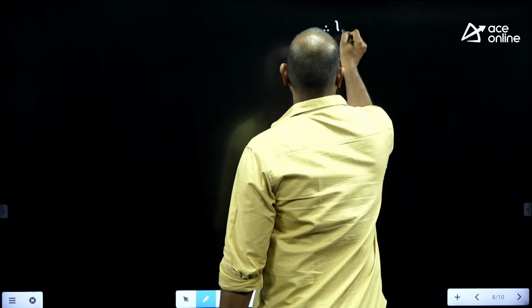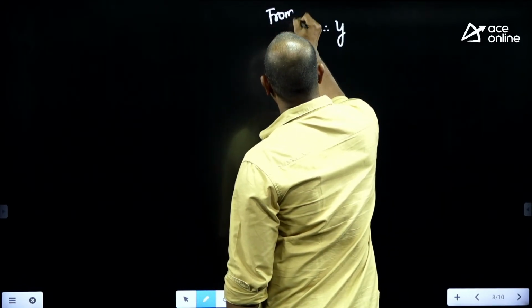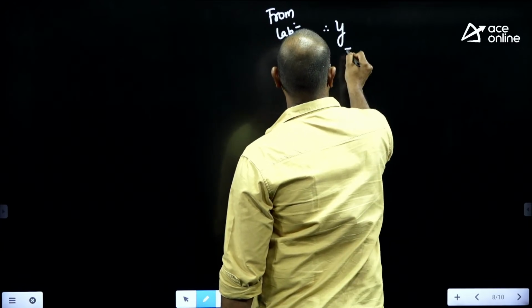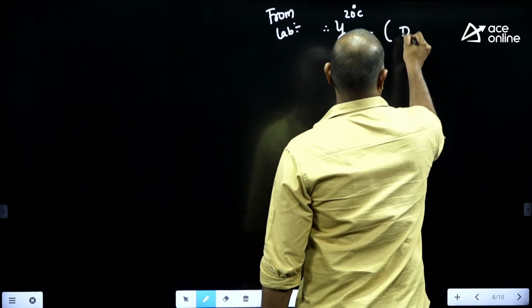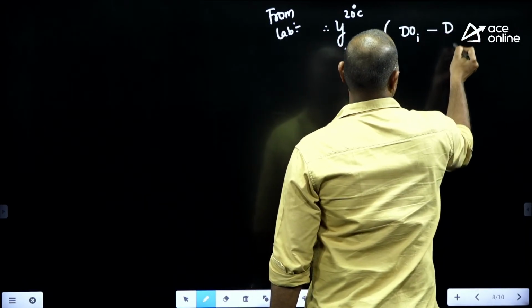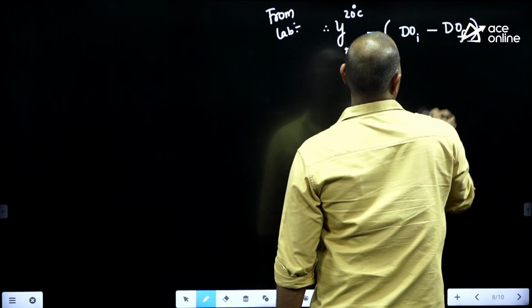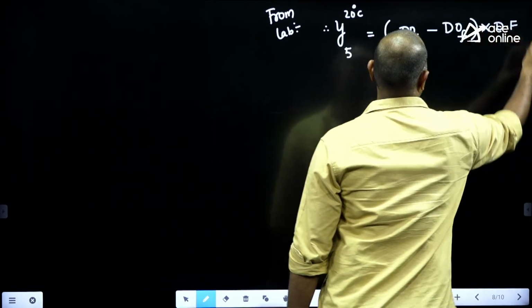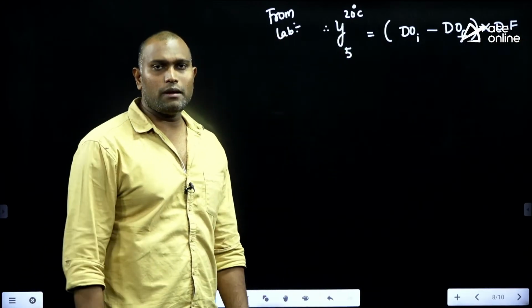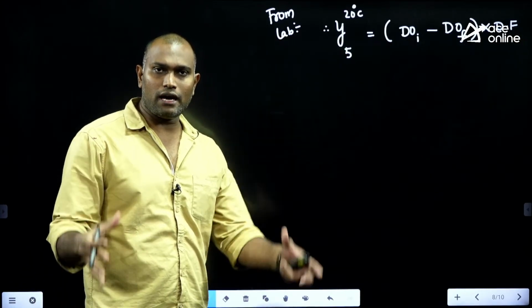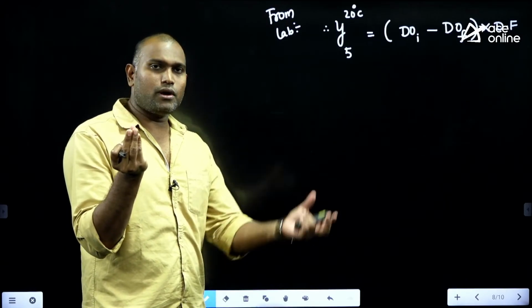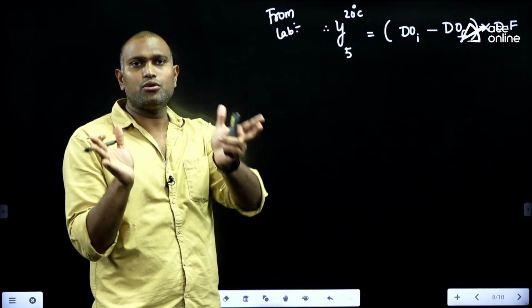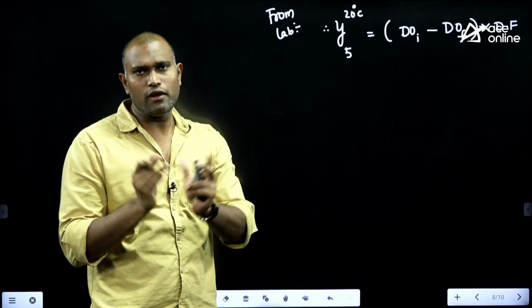So how to conduct the 5-day BOD test? From the lab, you know how to find out the 5-day BOD. 5-day, 20 degrees centigrade: that is, the initial DO of the diluted sample minus the final DO of the diluted sample, into the dilution factor. So DOI means the initial DO of the diluted sample. Initially you take the raw water sample and mix it with distilled water to a total volume of 300 ml.